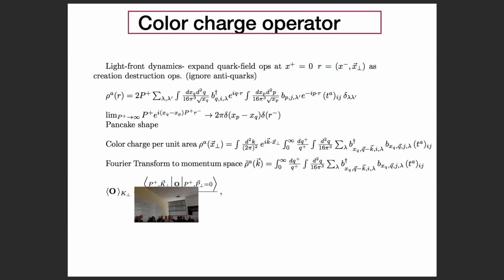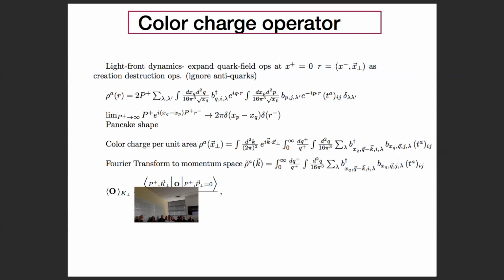And putting this delta function, taking this limit for the p plus factors that are in here, you end up, well, first of all, you have a delta function in r minus, I should say that. So that means you literally obtain a pancake shape. This is coming from Lorentz contraction of an object moving very fast in the plus c direction. So it literally is a pancake shape if you take the density operators.